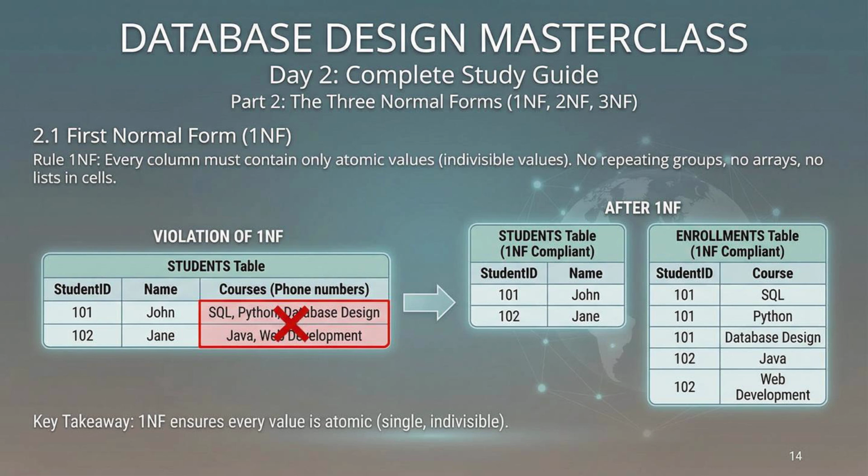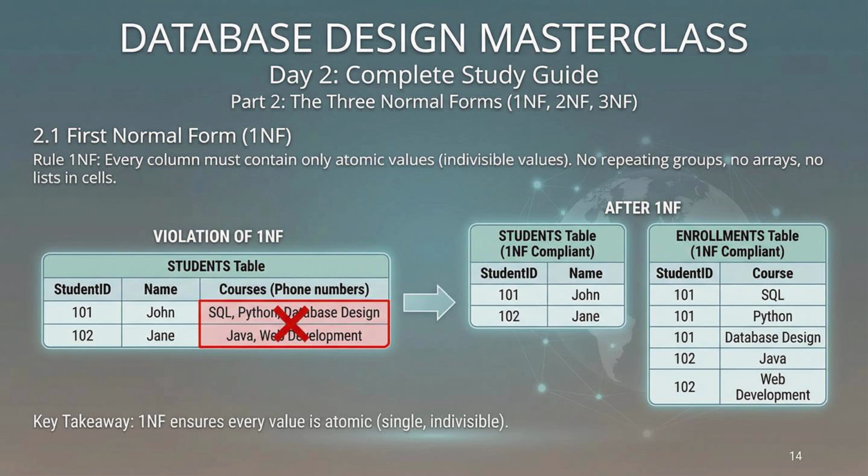Observe the violation of 1NF example on the left. Our initial students table shows the courses column holding multiple values, like SQL, Python, database design for a single student. This non-atomic structure makes querying, updating, or even counting courses extremely inefficient and prone to errors. It's problematic for data management.